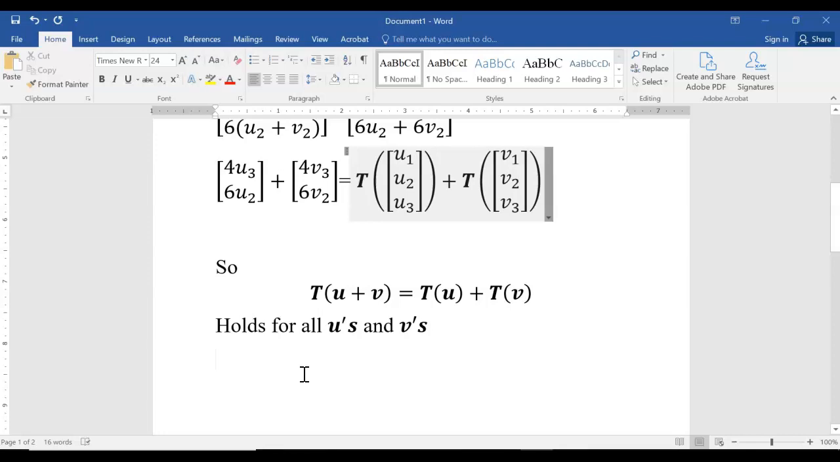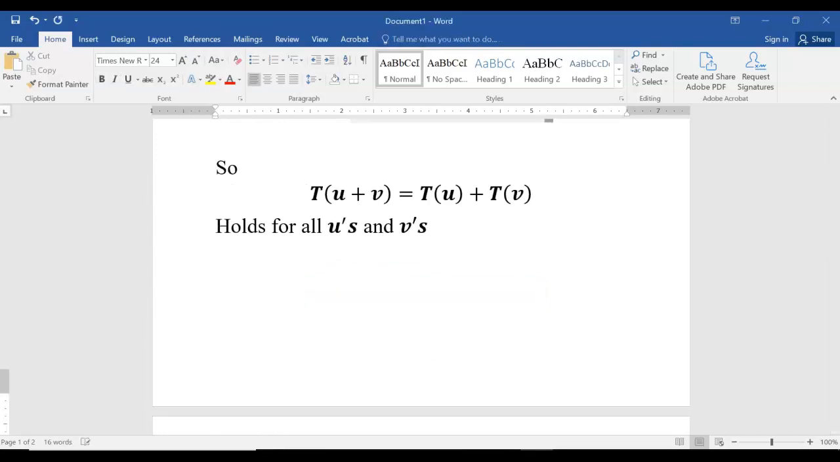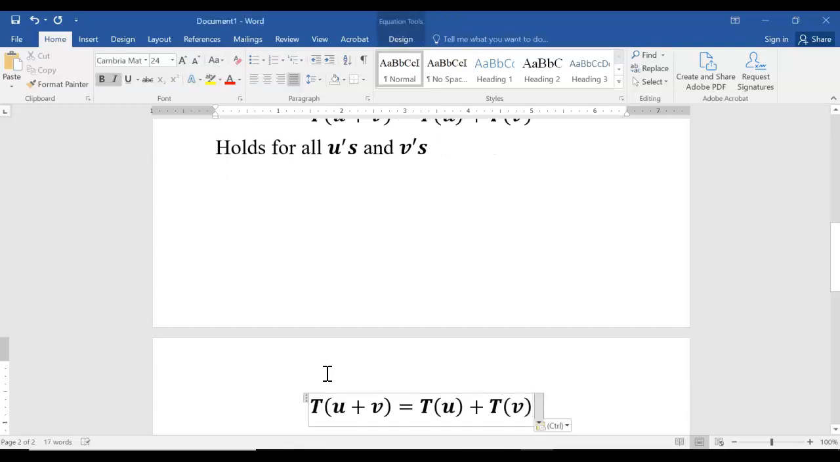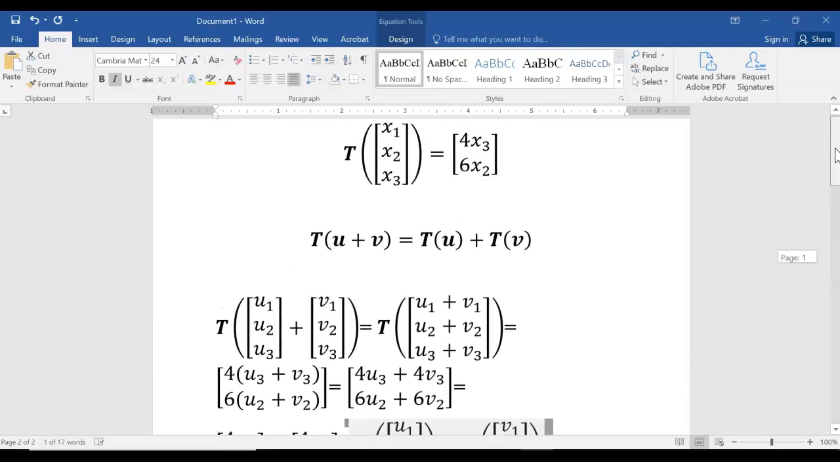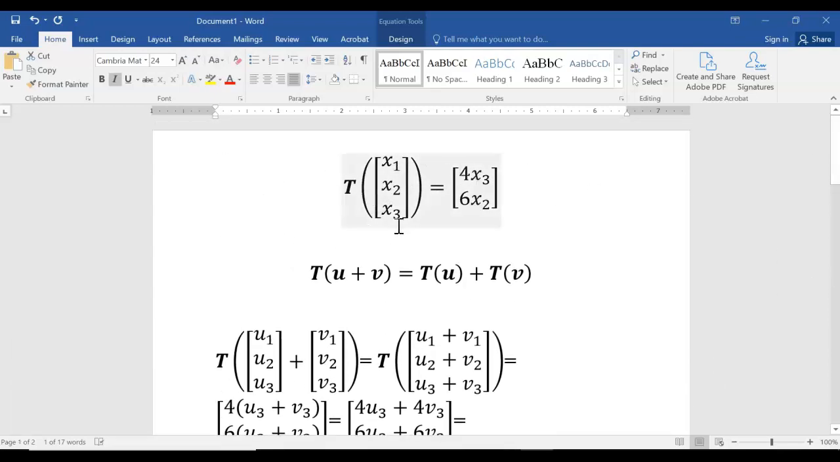The other property that we need to show is that it's preserved under scalar multiplication. So we also want to show that if you take a scalar times an arbitrary vector, it wouldn't matter if you did that scalar multiplication before or after you applied the transformation. Once again, we're using this transformation here, and we're just going to use an arbitrary vector. I'm going to copy that over so I don't have to write as much.